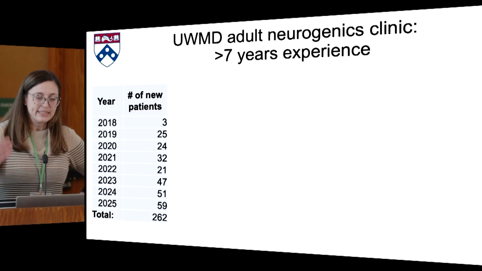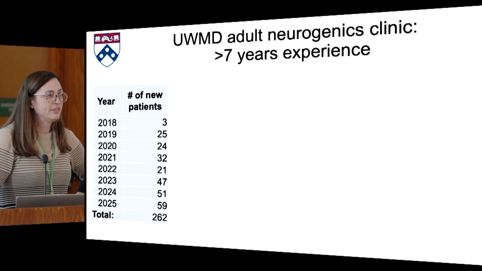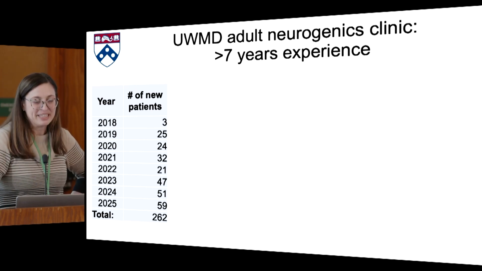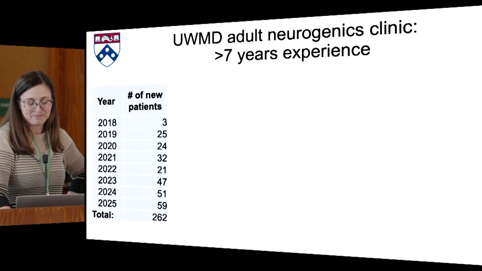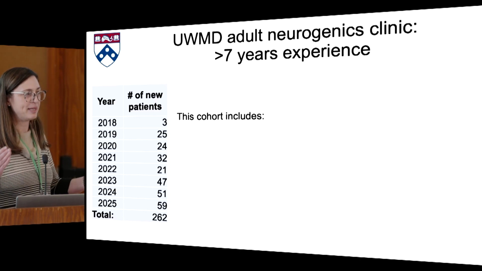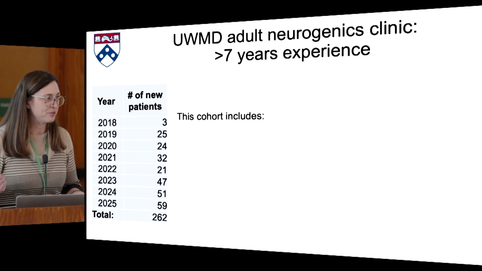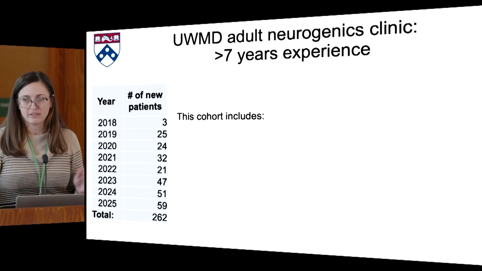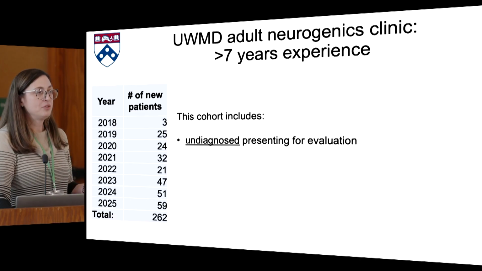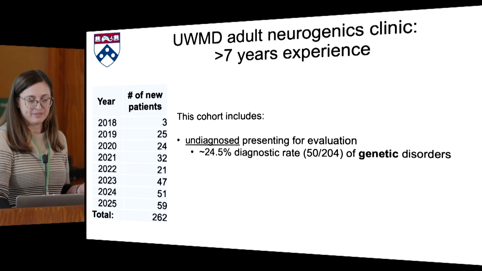So now to break down, what did I see? I started in November, you can see. I got a trickle in of trying to convince people to come see me, and this has increased over time, right? This cohort includes, and I'm going to start off by saying the name of my clinic, Undiagnosed White Matter Disorders, Adult Neurogenetics Clinic. It's a mouthful, but I had to start somewhere. So this includes undiagnosed people presenting for evaluation.